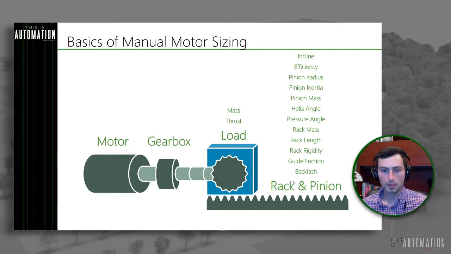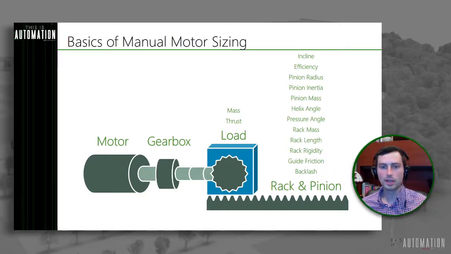and pinion has quite a lot of characteristics that can affect the motor sizing. So for example, the backlash, the friction of the guide, the rigidity of the rack, the length, the mass, the angles of the gearing, the pinion dimension, so the radius, the inertia, the mass, the efficiency of the rack and pinion, the degree of incline, so on and so forth. And there are these complexities in kind of every mechanical component of the system.